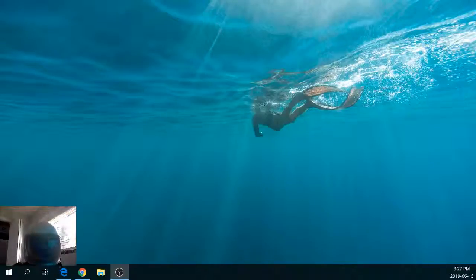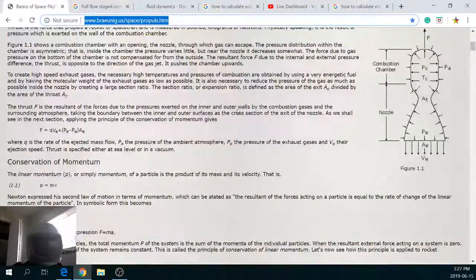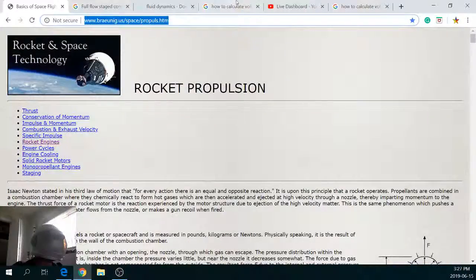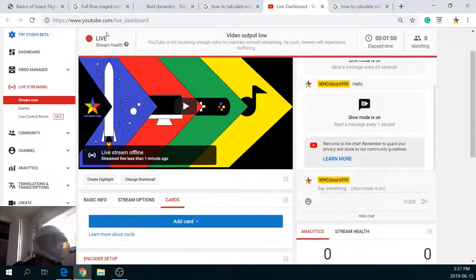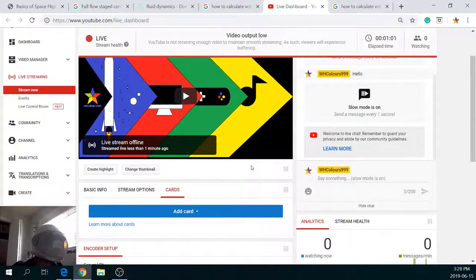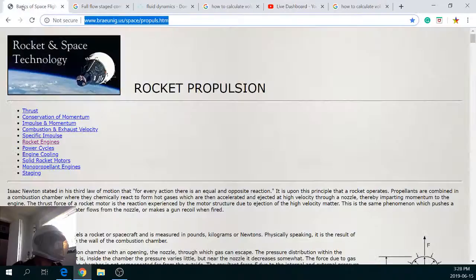Oh, how I hate my computer, it's so slow. Anyway, this page, which is in the description of the live stream, is this page right here. This is Rocket in Space Technology by broinig.us/space/propose.htm. There's no L in there, I don't know why.